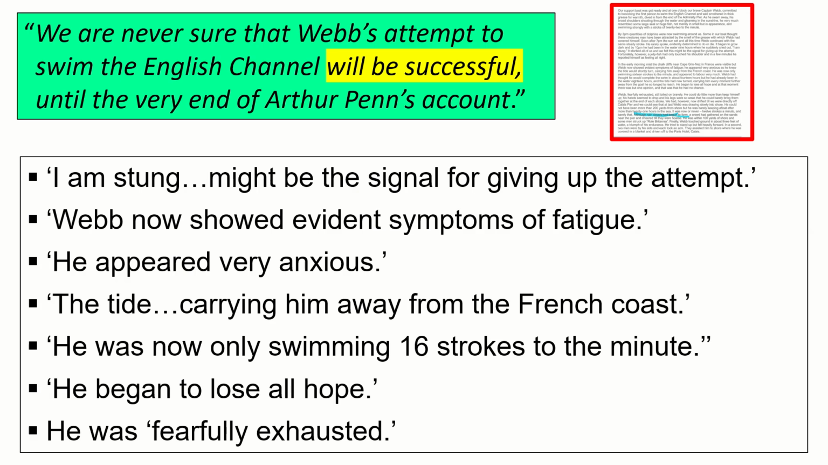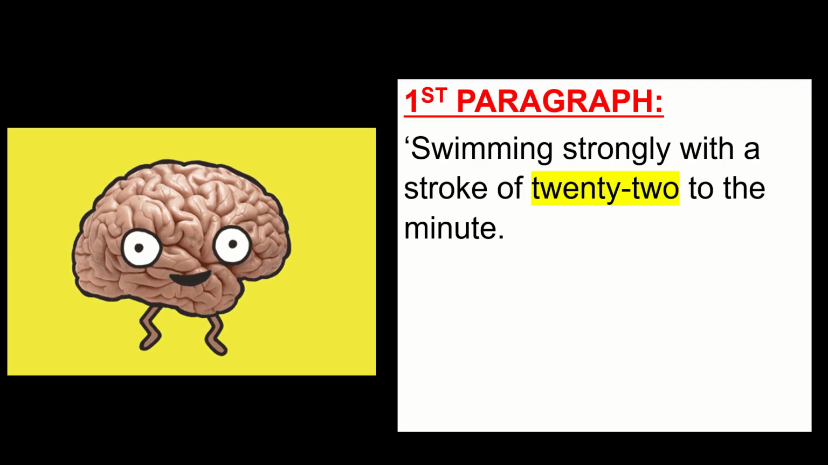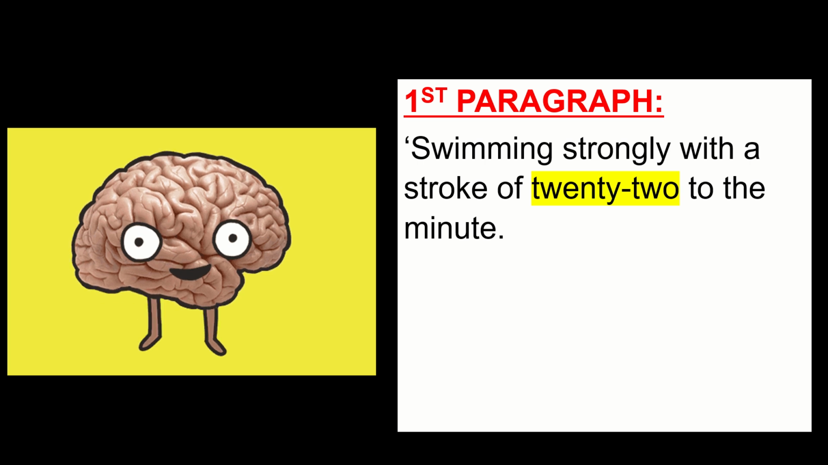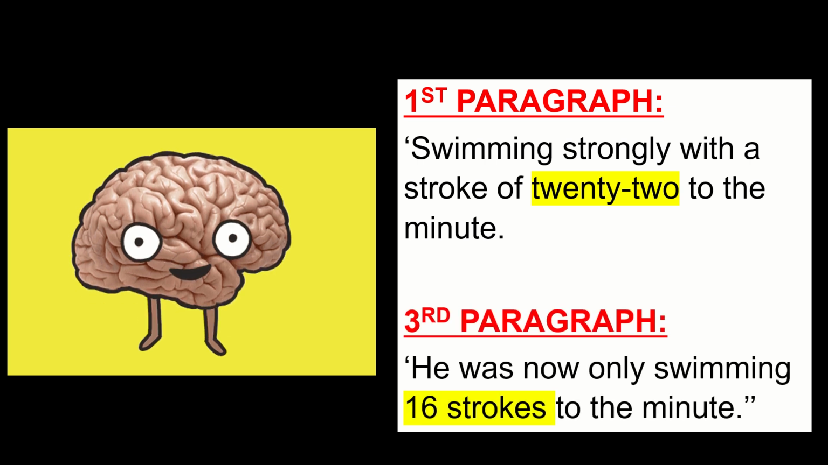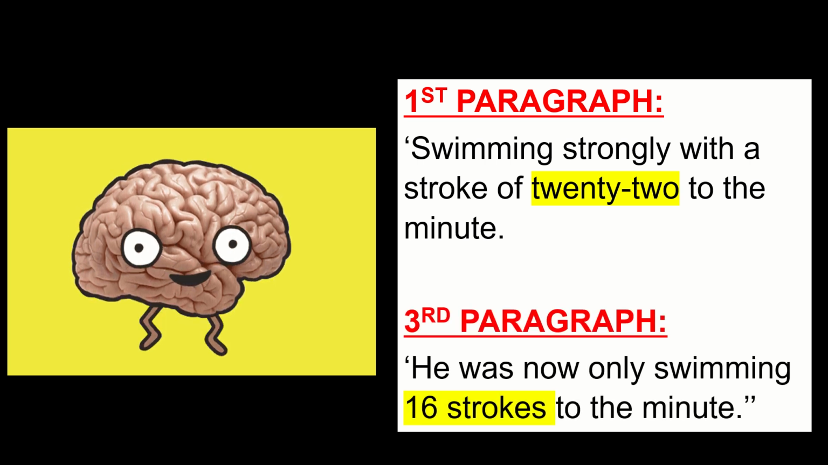And these are the ones I picked out. I'll go into those in detail in a second, actually. I'll just pick out a few first. But again, be a human dictionary, but also use your brain. So there are obvious ones that stand out. Remember, you're showing how it looked like he might be unsuccessful. At the start, it says he was swimming strongly with a stroke of 22 a minute. And in the third paragraph, towards the end, he was now only swimming 16 strokes a minute.